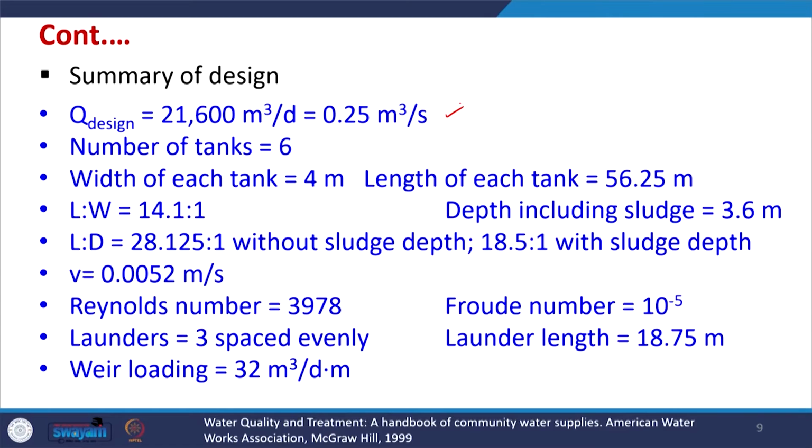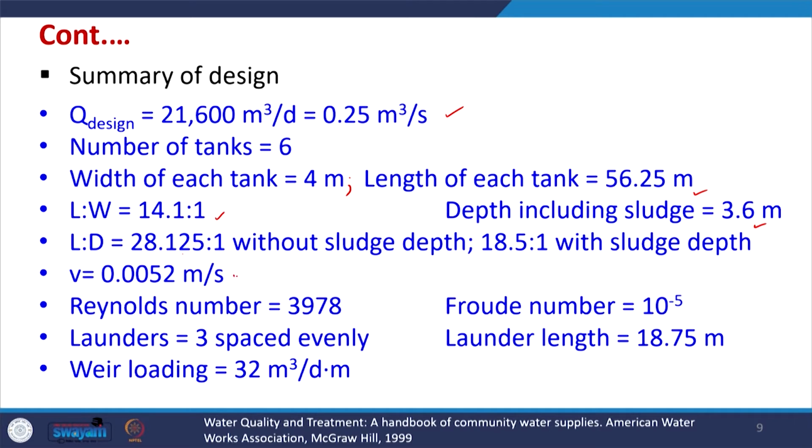So, the overall design was that the flow rate was 21,600 meter cube per day or 0.25 meter cube per second. The number of tanks was 6, and the width of each tank has been taken as 4 meter, length has been taken as 56.25 meter. The length to width ratio was this, and depth including the sludge zone etc. was 3.6 meter, and without considering the sludge depth, this was the ratio which was there.